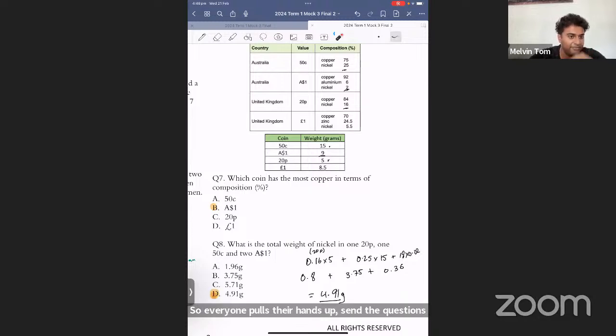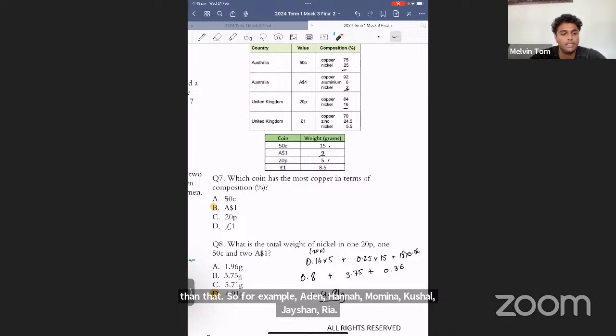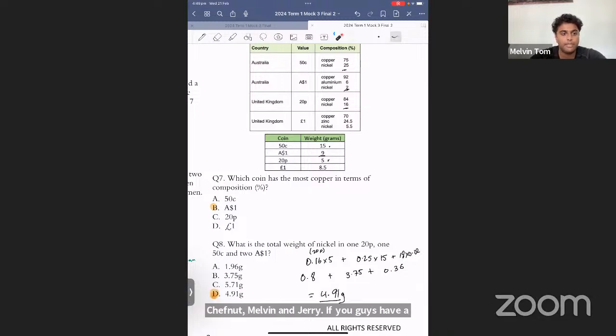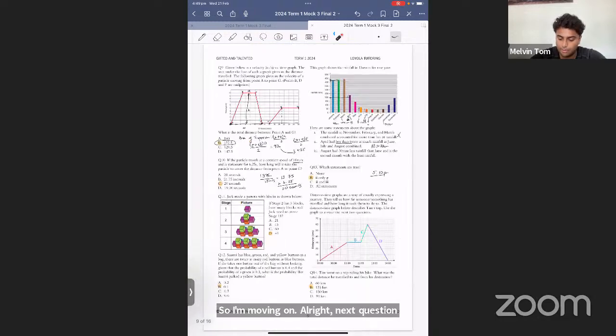By the way, Raghav, Veronica and stuff, don't put your hand up to ask a number question. Put your hand up if you have a question other than that. So for example, Aiden, Hannah, Momina, Kushal, Jayshan, Ria, Shafna, Melvin, and Jerry, if you have a specific question, send it in the chat. But I'm not going to be taking requests like, can you do this question or that question? By looking at the chats, I can tell that none of you had a general question. So I'm moving on. All right, next, questions 9 and 10 from Isabella.